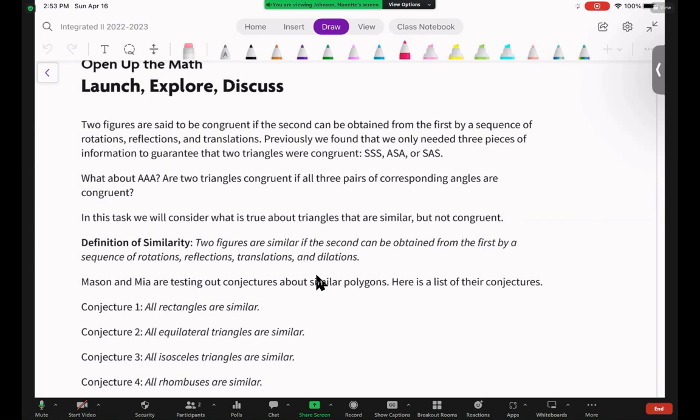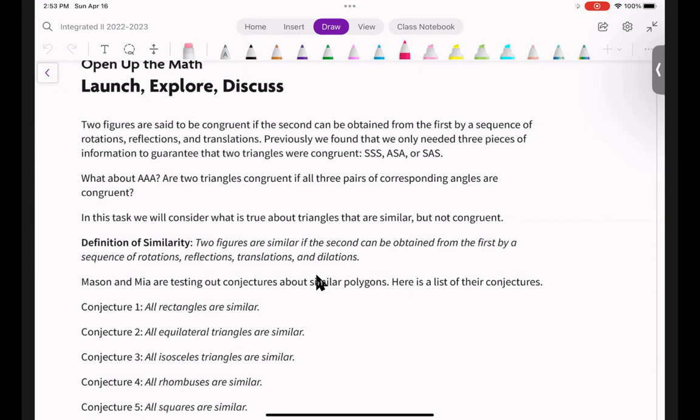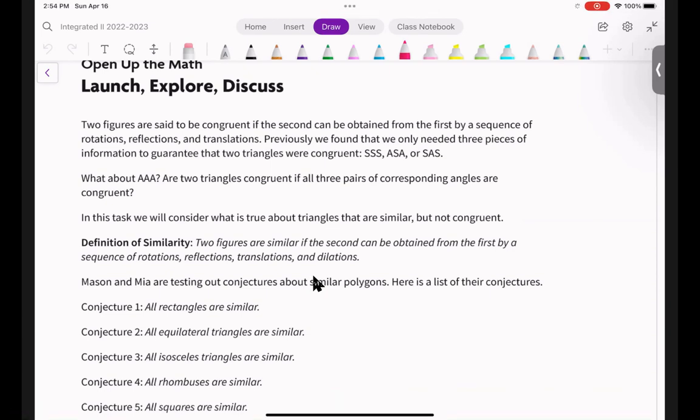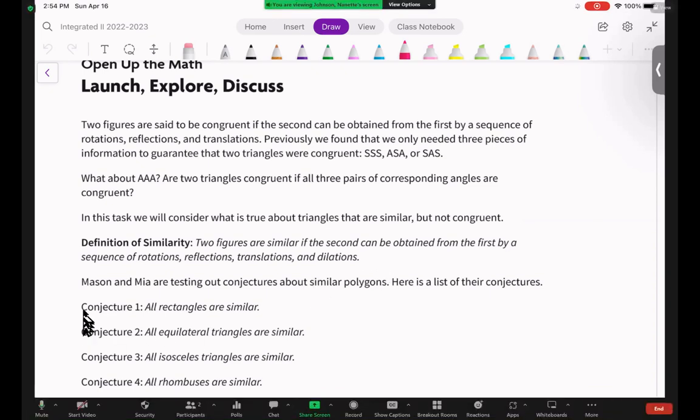And remember, dilation is like if you have your phone and you pinch to zoom out, or you spread out to bring it and to zoom in. Okay. So obviously if you zoom into something, those two things aren't going to be congruent because now one's bigger than the other. And so that's what a dilation is.